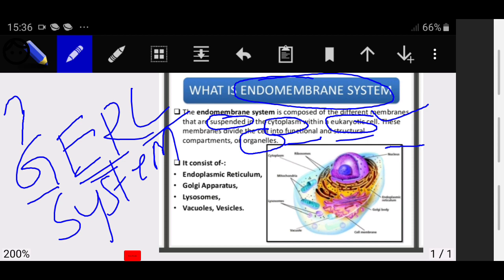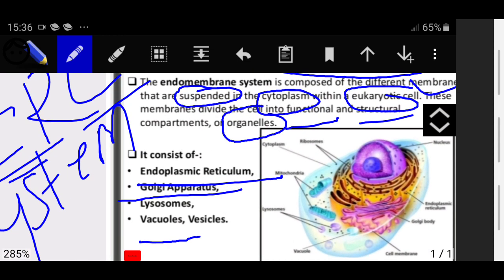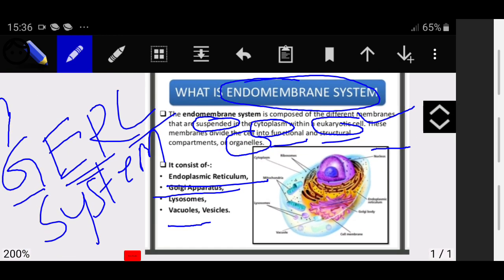This endomembrane system consists of endoplasmic reticulum, ER, Golgi apparatus, which we can also say Golgi complex. Why do we call it a complex? It has three structures in it: cisternae, vacuoles and vesicles. Along with lysosomes, vacuoles and vesicles, all together they compose the endomembrane system or GRL system. And we discuss what happens in these structures. How do they transport the food materials? How do they digest the food materials?